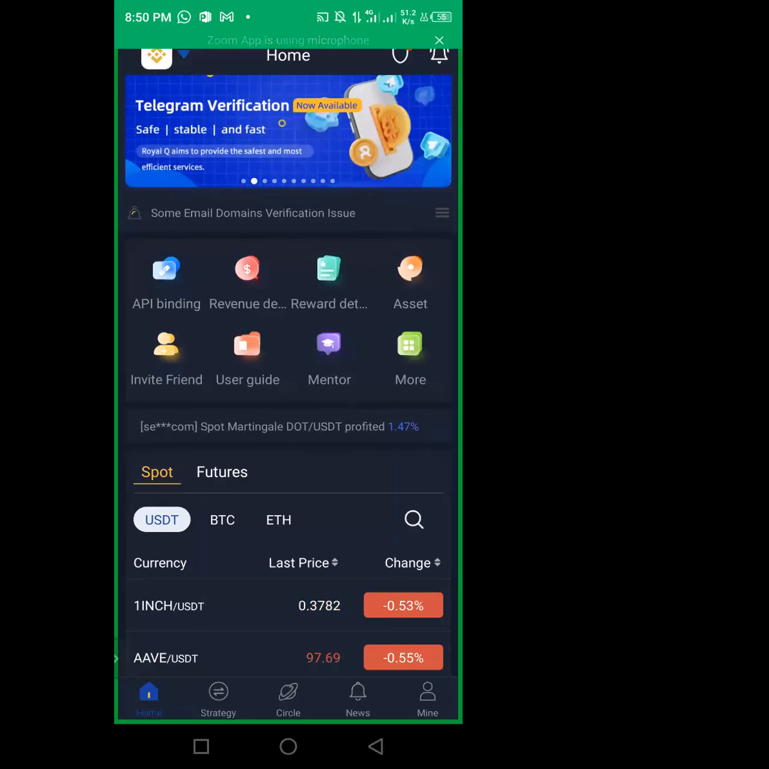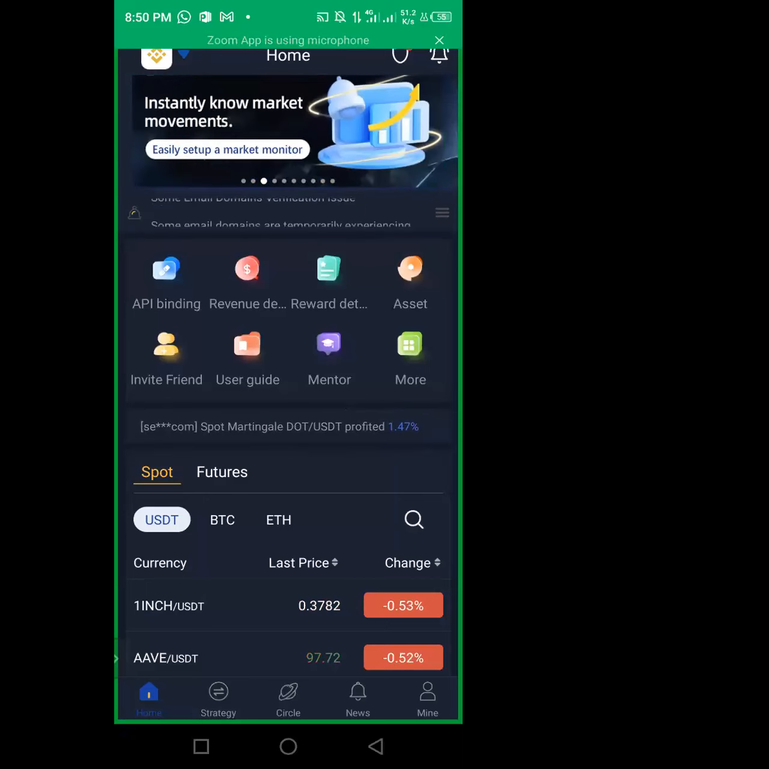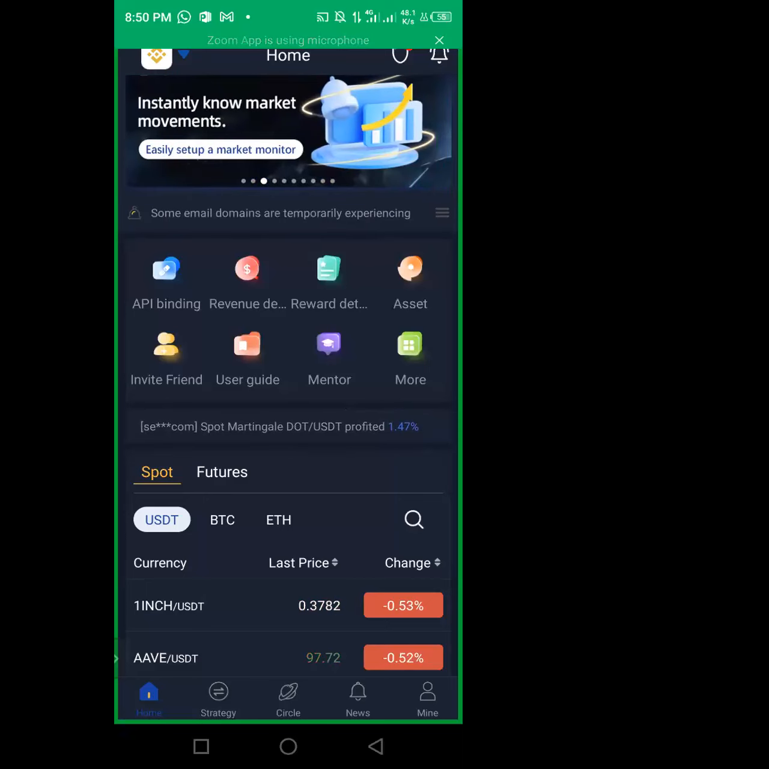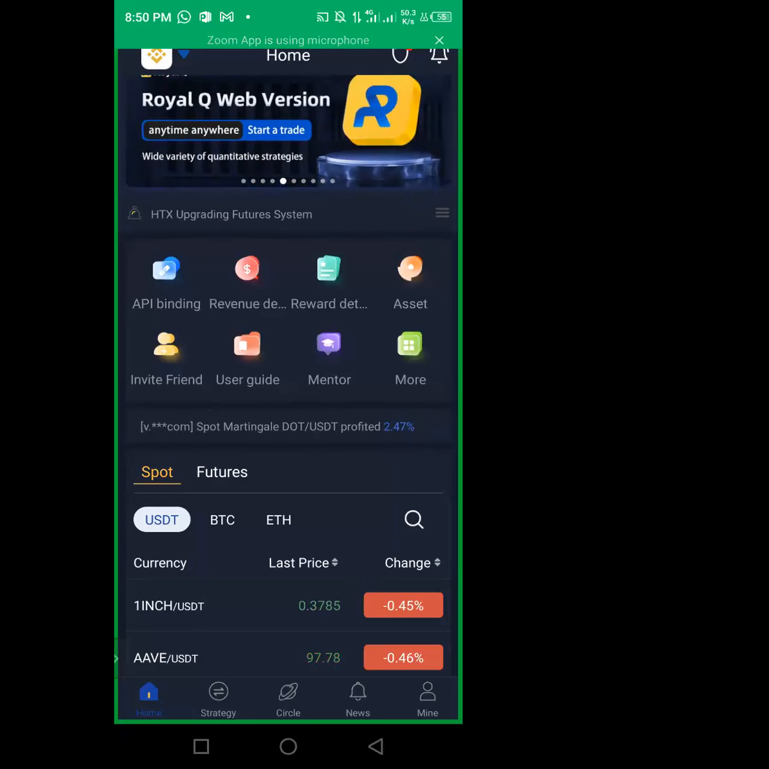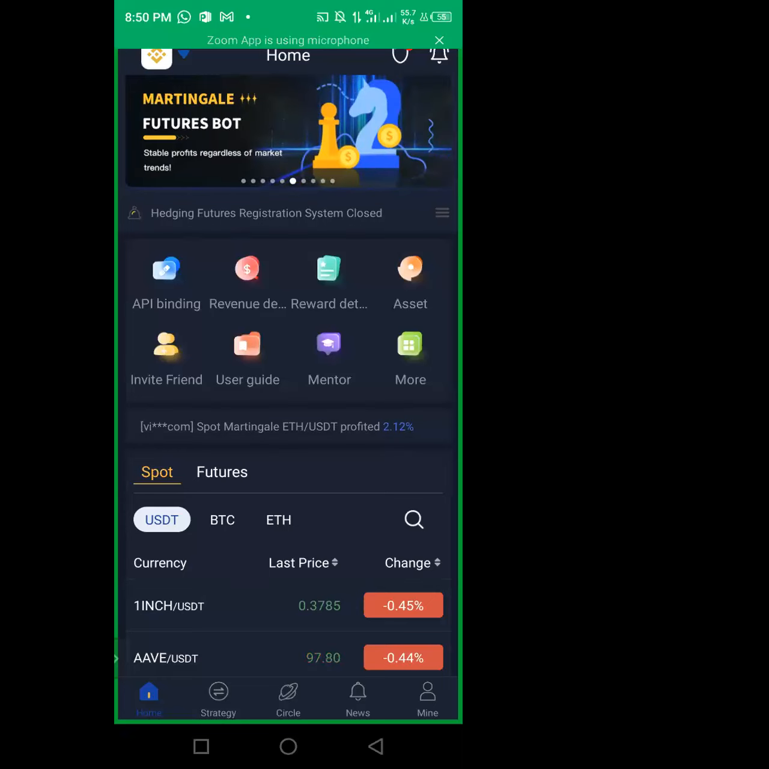It will buy in your spot wallet. It will use your USDT dollars to buy crypto when it's low. Then when it's high, it will sell it. So all the buying and selling happens in your exchange, in the spot wallet. So that is where both your capital and your profit will stay.